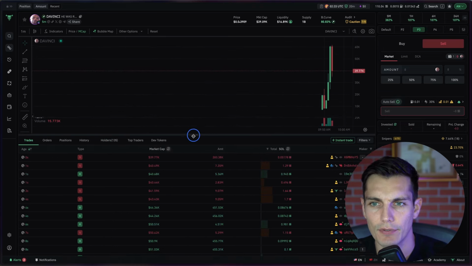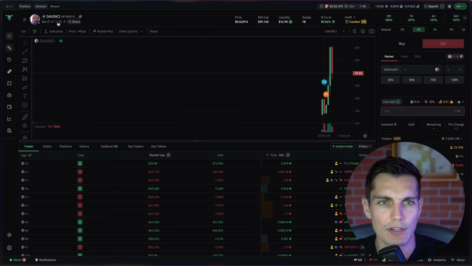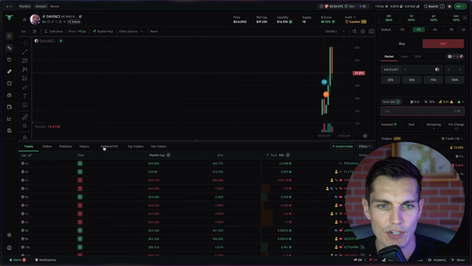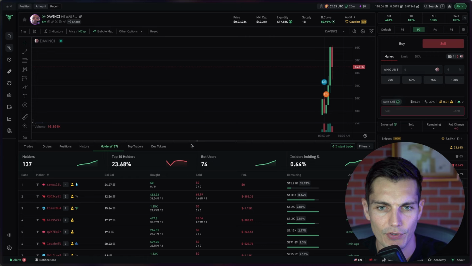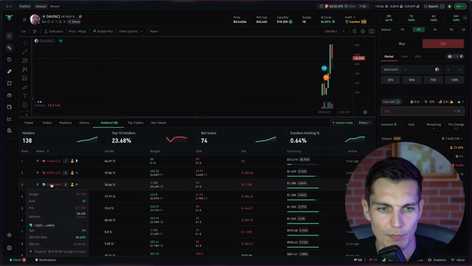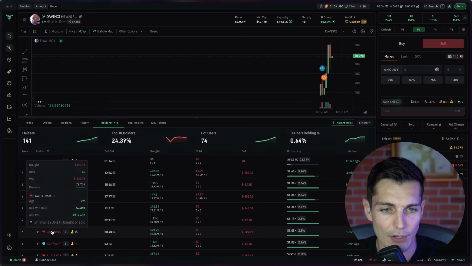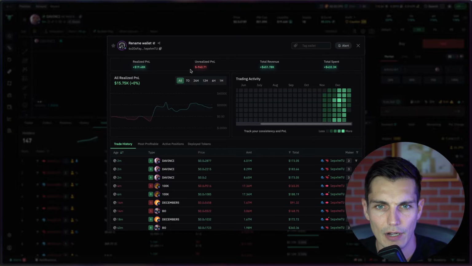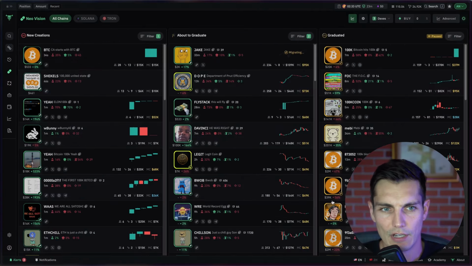Tons of new coins around this news. He was right, Da Vinci. If I check holders, I try to explore. This guy got a pretty good win rate, for example. He made 20K, and realized P&L minus. Total revenue, okay. Not the best trader.